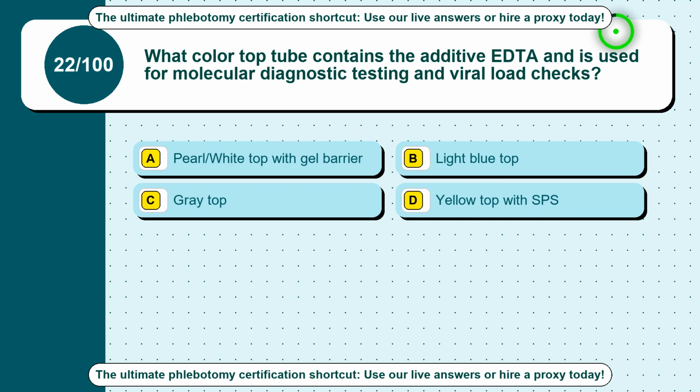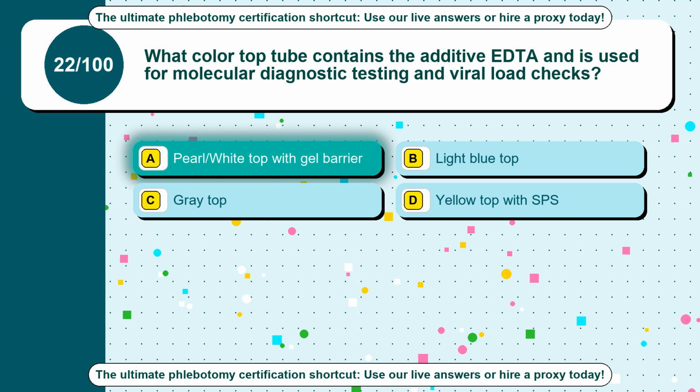Question 22. What color top tube contains the additive EDTA and is used for molecular diagnostic testing and viral load checks? Option A, PAL/white top with gel barrier. Option B, light blue top. Option C, gray top. Option D, yellow top with SPS.